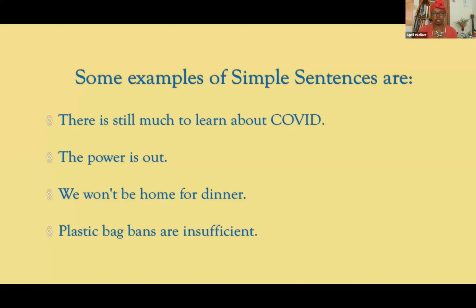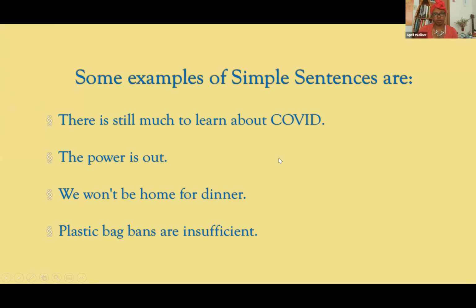So what are some examples of a simple sentence? The first one is, there is still much to learn about COVID. If you can see, we have our subject, COVID, and we're learning about COVID. Simple. Another simple sentence, the power is out. This one is super simple. The power is our subject and the verb is out.